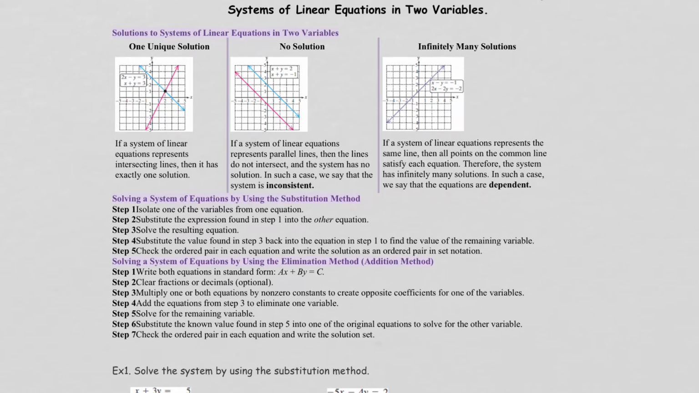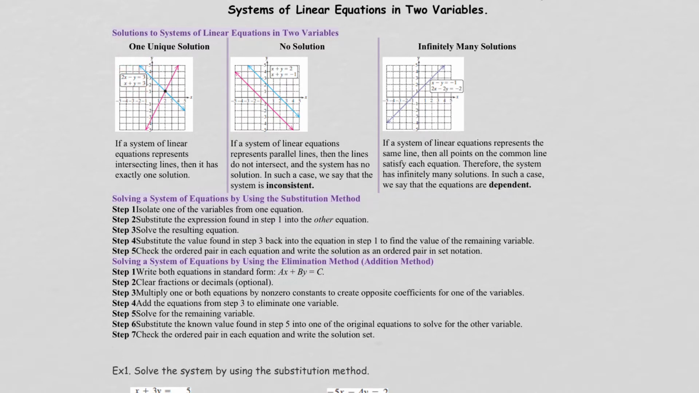In this lesson we're going to talk about systems of linear equations in two variables. We already know how to graph linear equations, one line, right? But when you have a system, it means more than one line. We're going to talk about a particular one, which has two lines. Let's say we have two lines that we're graphing or trying to solve.